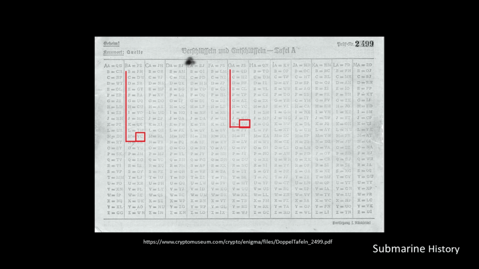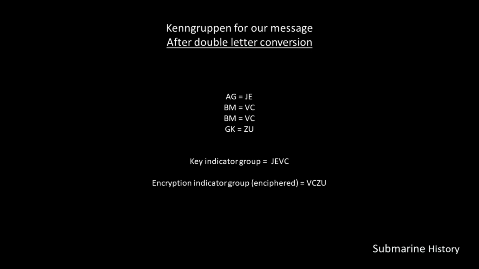Likewise, for the second group of letters, I start with B, go down to M, and I read to the right, and I get VC. And then for the last pair, I start in the G column, go down to K, read to the right, and I get ZU. And that's where we have our key intergroup being JEVC and our encryption indicator group, which has been enciphered, as VCZU.